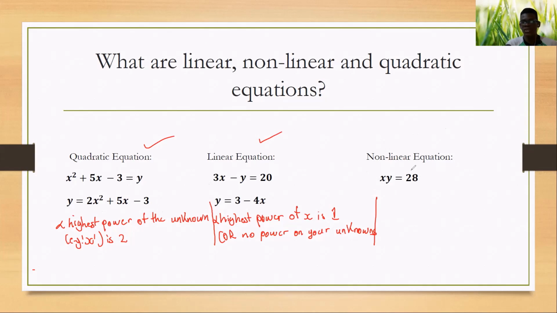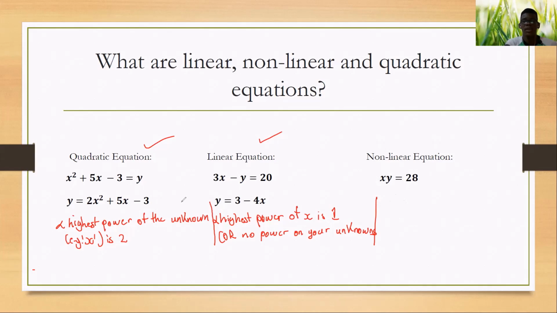But for this example, you see that the highest power of x is 1, but this equation is still nonlinear. Okay? And the reason for that is because they're multiplying. The two unknowns are multiplying each other.